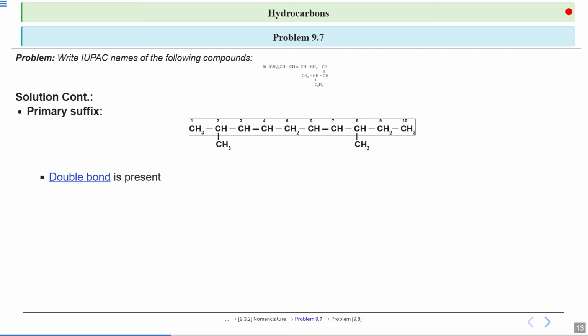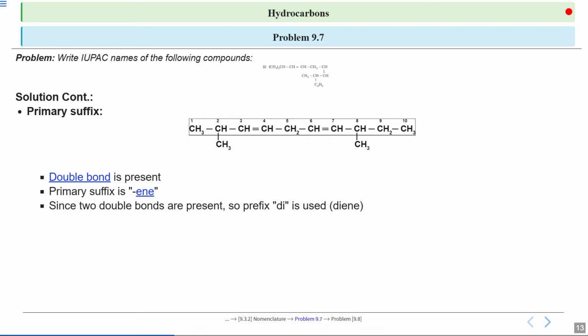How will we do it? We know that a double bond is present here, and this double bond is -ene. So the primary suffix for this double bond is -ene, E-N-E. You will not use -ane. In alkanes, -ane was there, but in alkenes, -ene will be there because of the double bond present at the third and sixth position.